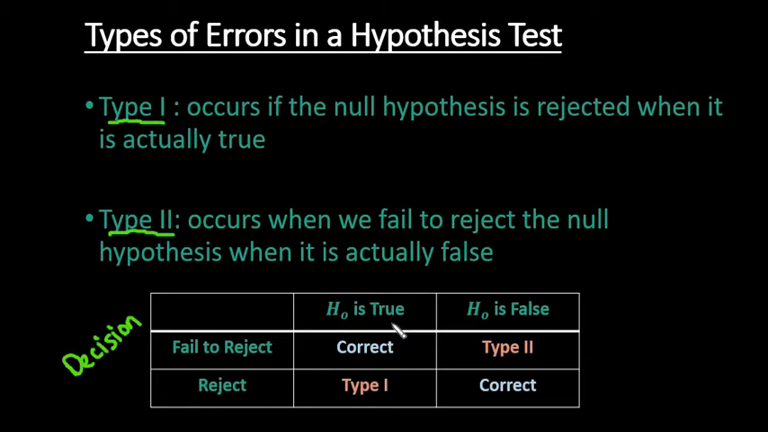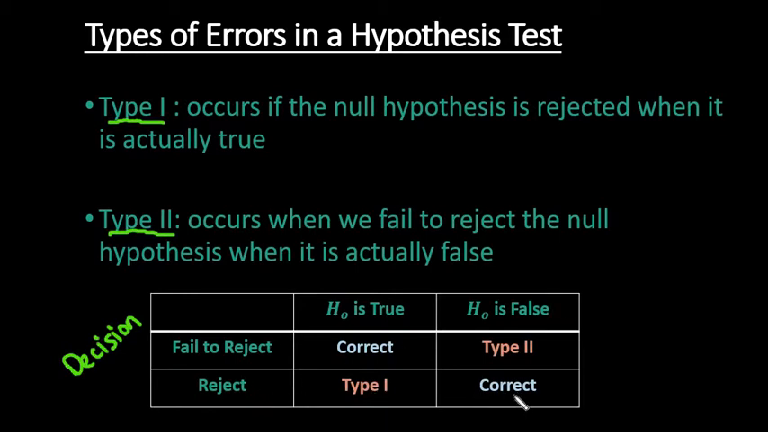Basically what we have here is our two decisions: the decision to fail to reject or reject. If the null hypothesis is actually true and you fail to reject it, then you made the correct decision. If the null hypothesis is really true and you rejected it, that's when you committed a type 1 error. If the null hypothesis is false and you fail to reject it, that's when you create a type 2 error.